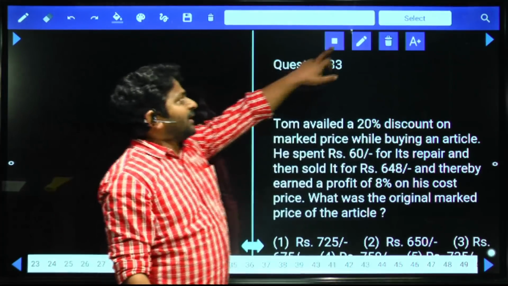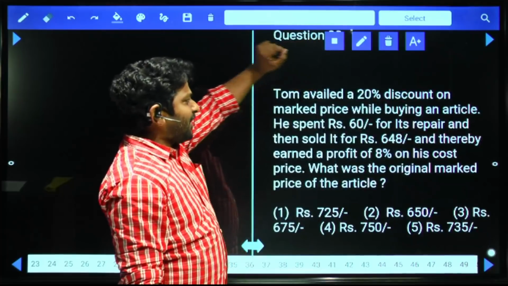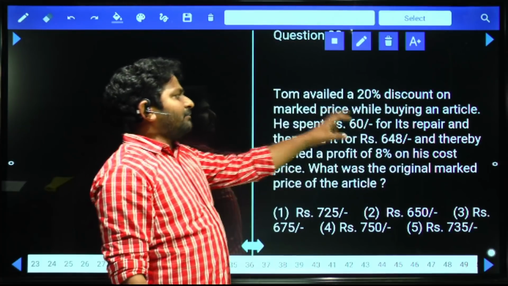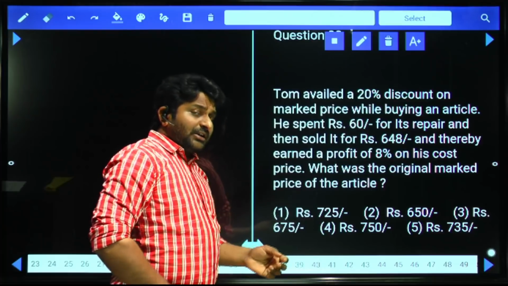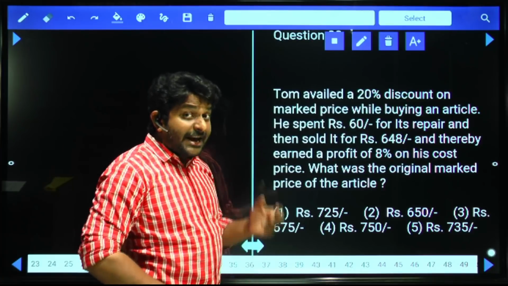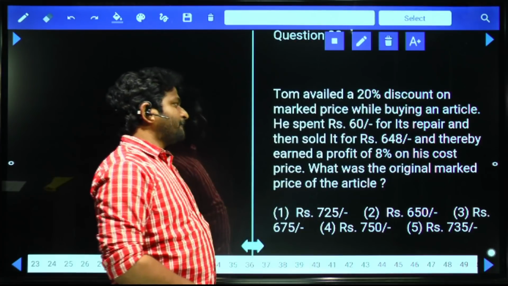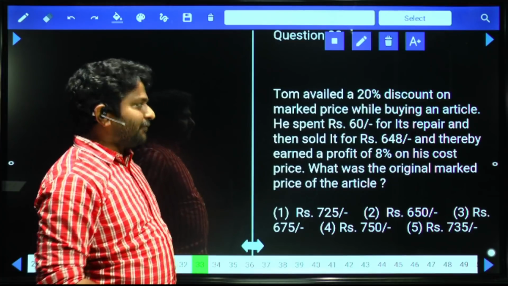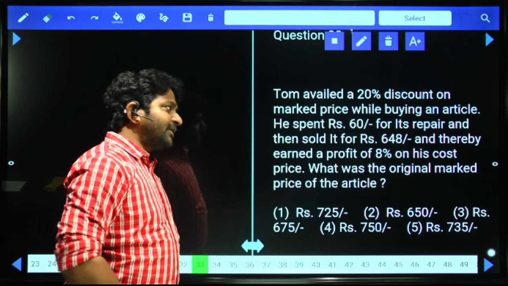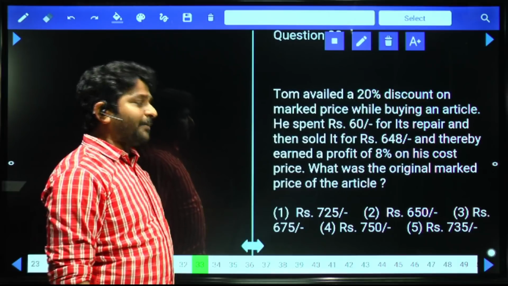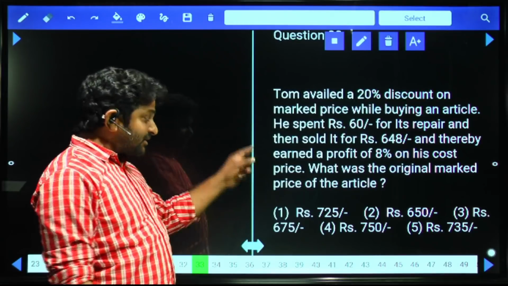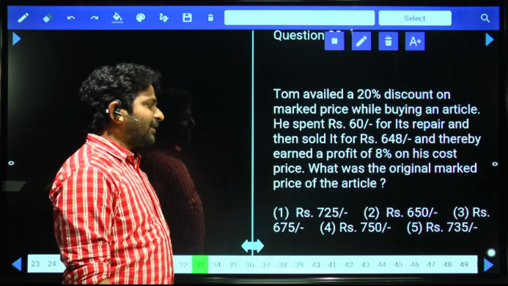Tom availed a discount of 20% on the market price while buying an article. So he got 20% discount, so he will pay only 80% of market price. He spent 60 rupees for its repair and then sold it for 648. Thereby he earned a profit of 8% on his cost price. What was original market price of the article?